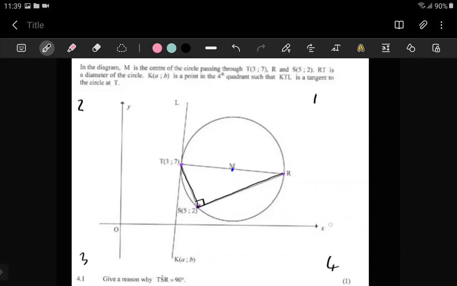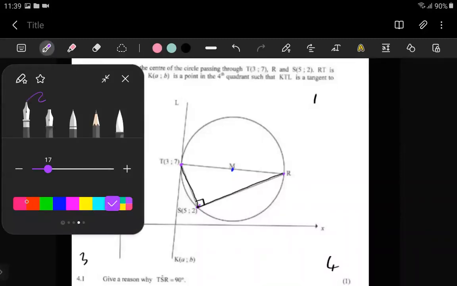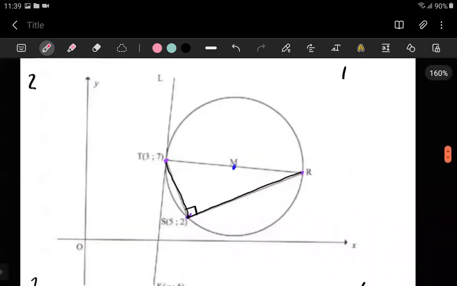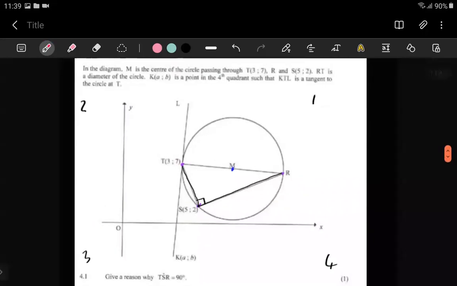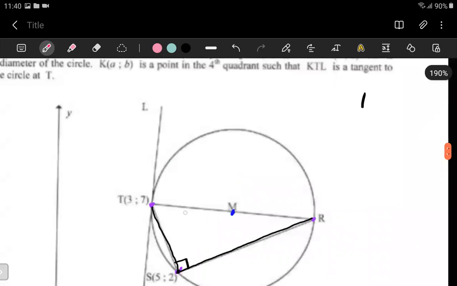Anyways, what else now? It says here it's in the fourth quadrant such that KTL is a tangent. So if this line is a tangent, we have to remember something very important. It's another Euclidean geometry law. Any line that's the radius of a circle will always meet a tangent at an angle of 90 degrees. It's a law. We just need to keep it in mind.